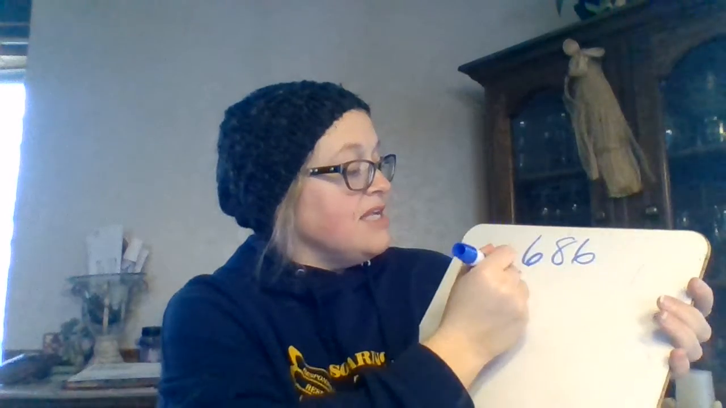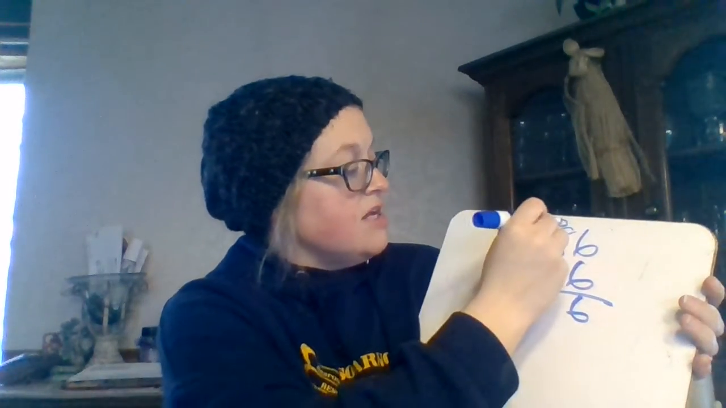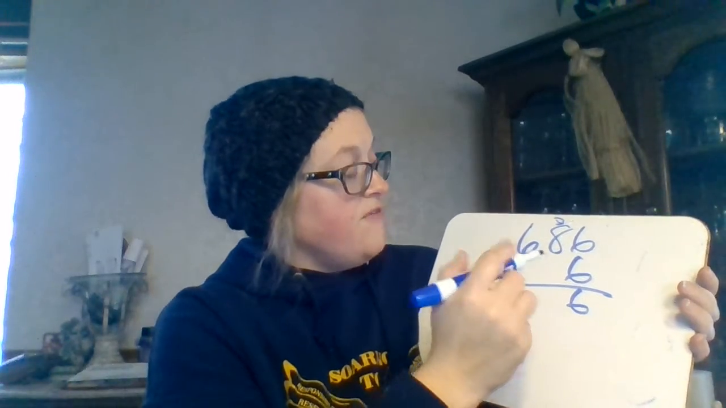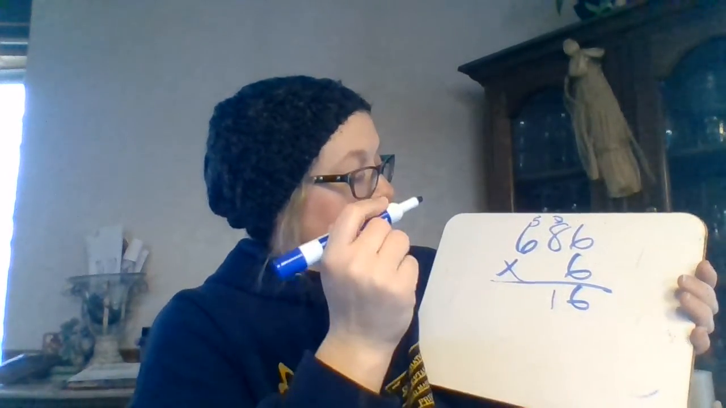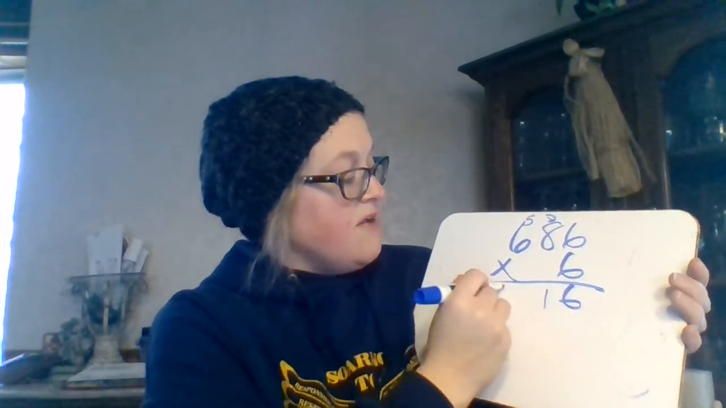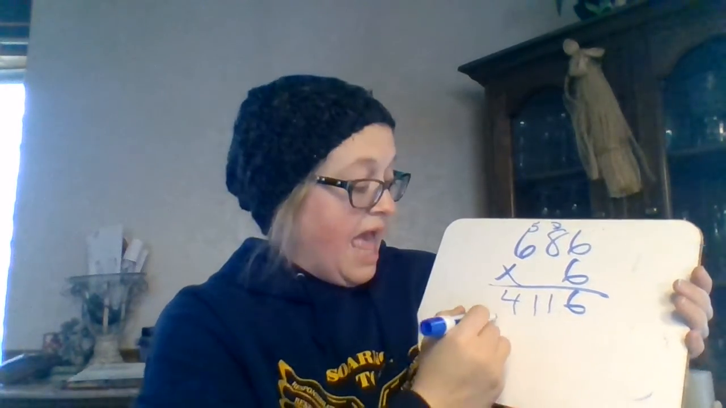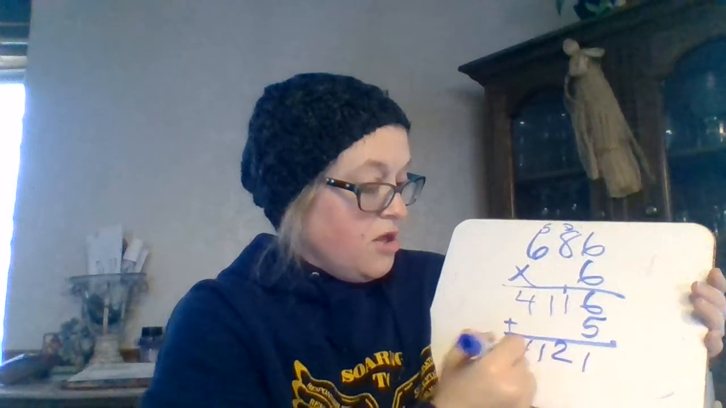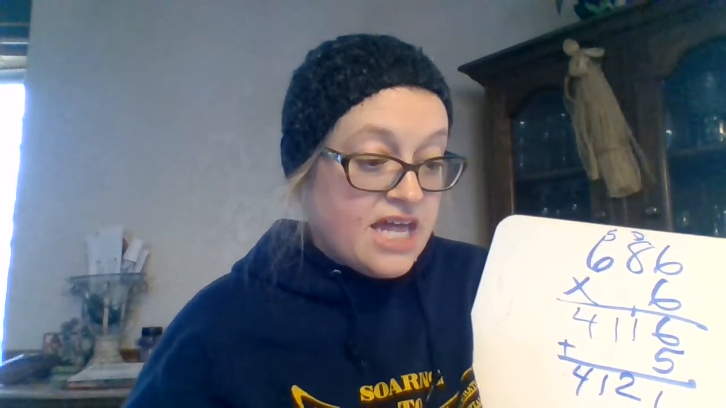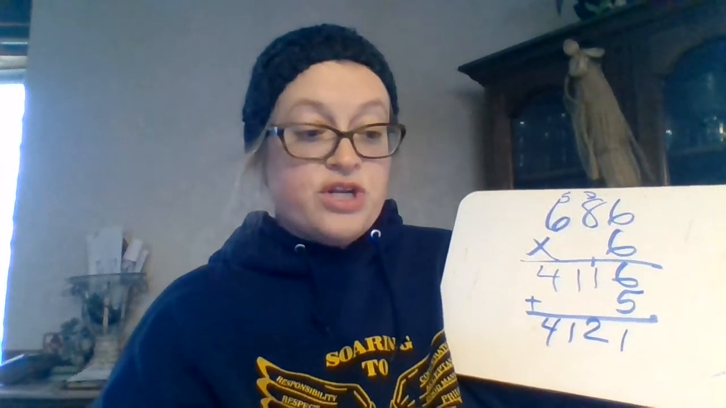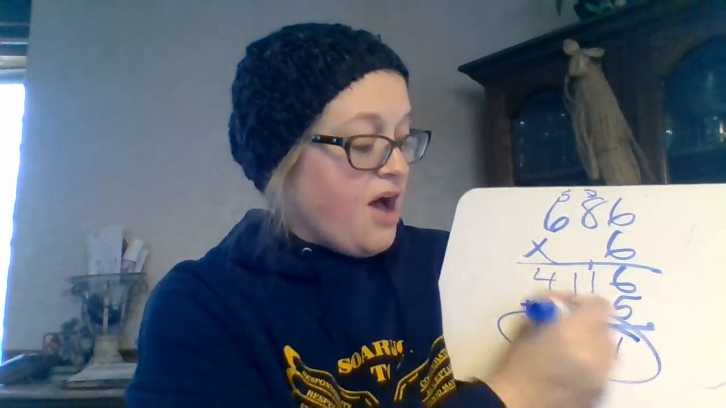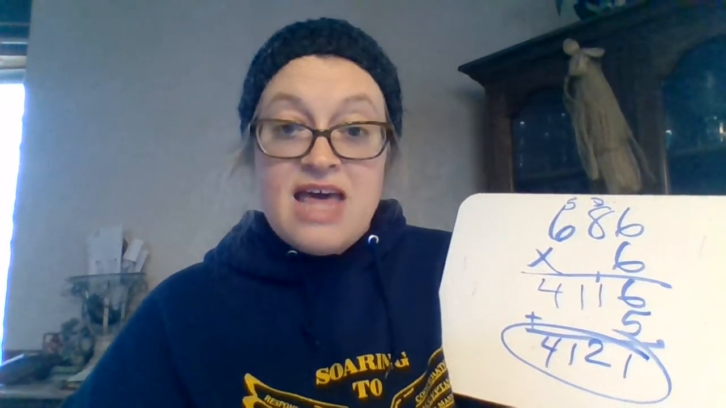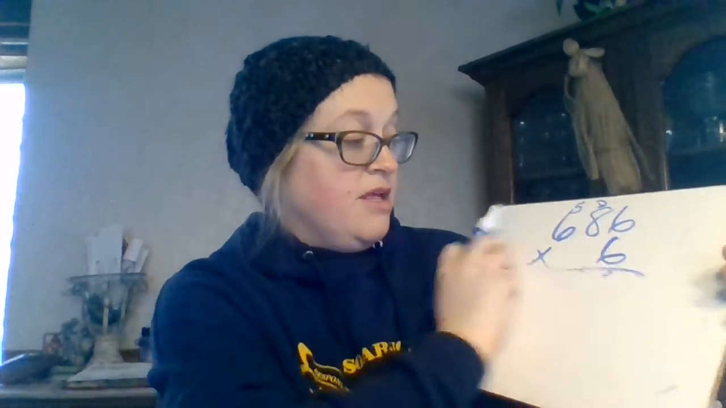So let's do a quick check. 686 times 6 gives us 36, 48, 49, 50, 51. 36 plus 5 is 41. And then we have to add that remainder. And we get our dividend of 4,121, which was the number that was in the house. So our quick check shows us that we are correct.